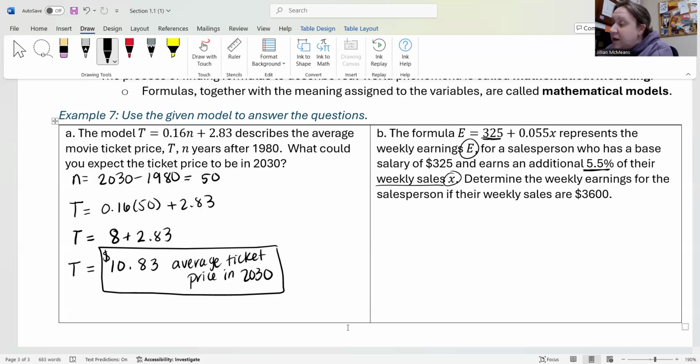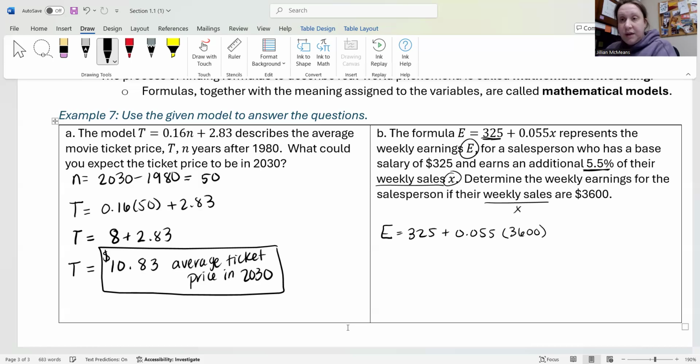Okay, so what we need to do is determine the weekly earnings for a salesperson if their weekly sales, that's X, are $3,600. So we want to find E if this salesperson makes $3,600 in sales. So we're going to take 325, we're going to add 0.055 times X, but remember, X is $3,600.